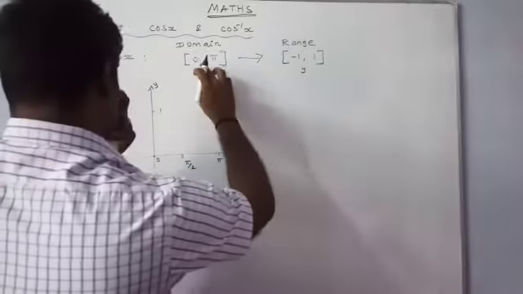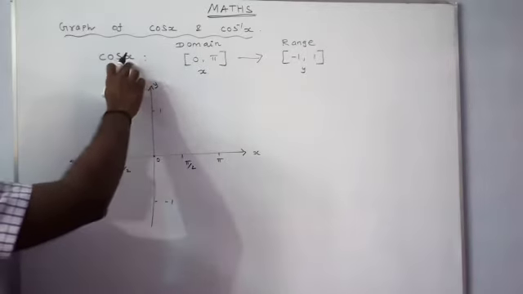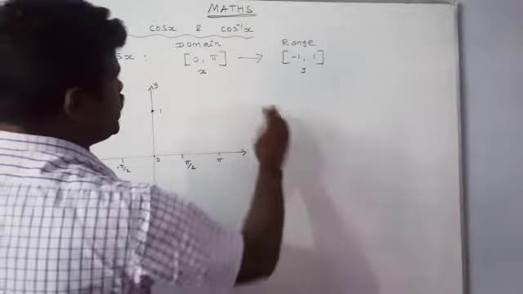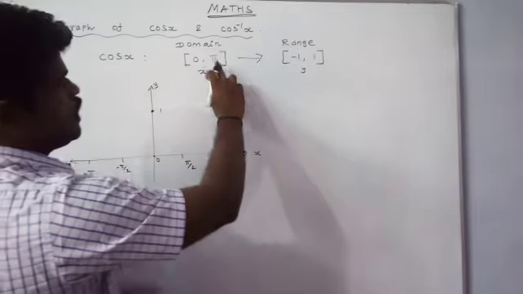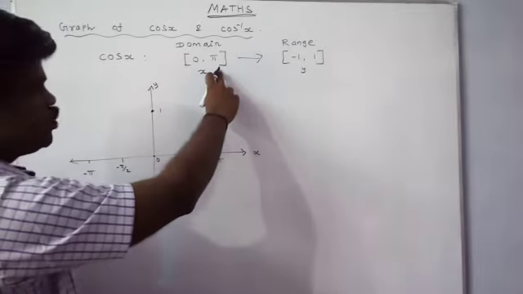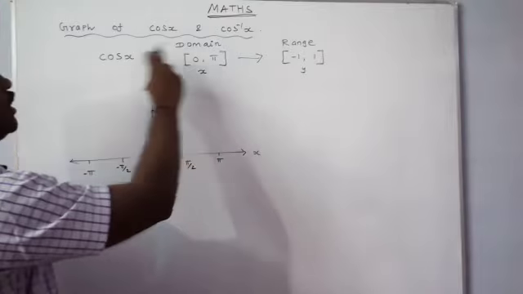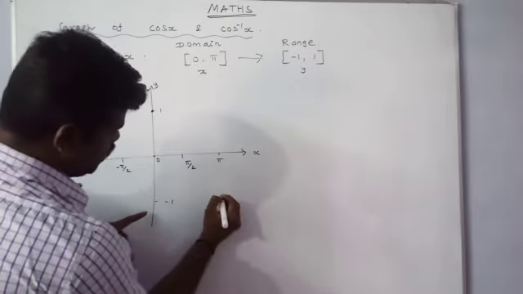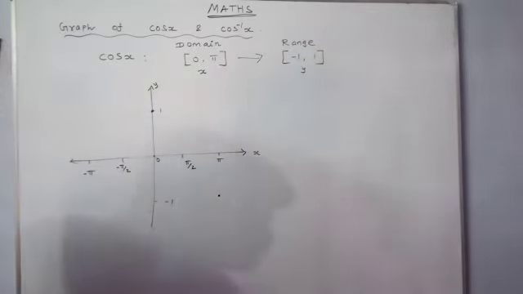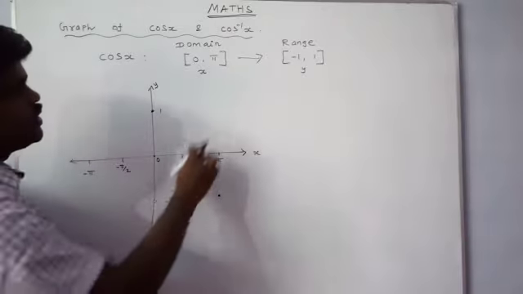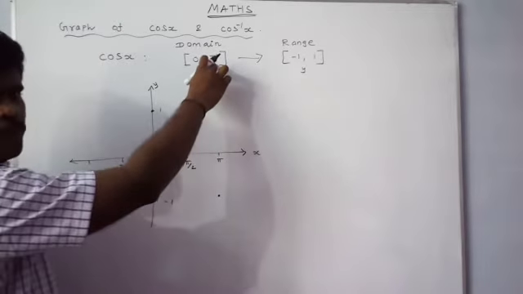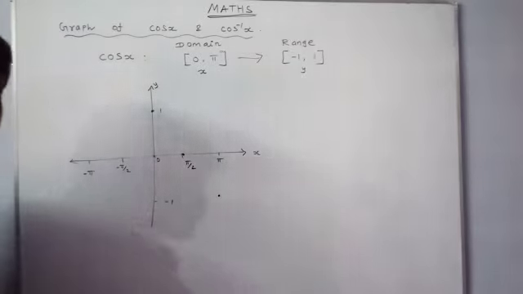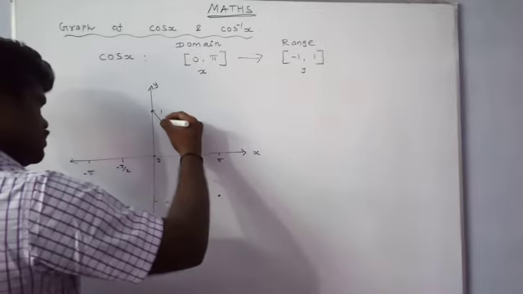Suppose we take the x value as 0. Here cos 0 is 1. The point is (0, 1). And if you take cos pi, what is the value? -1. Cos pi value is -1. That point must be (pi, -1) here. And we want to take pi by 2. Cos pi by 2 means 0. So the value must be here. So we join here.